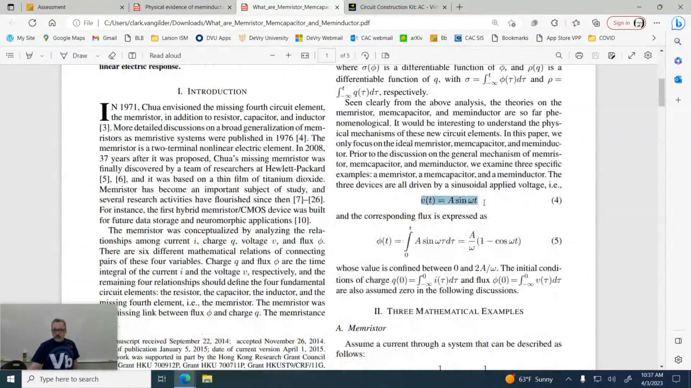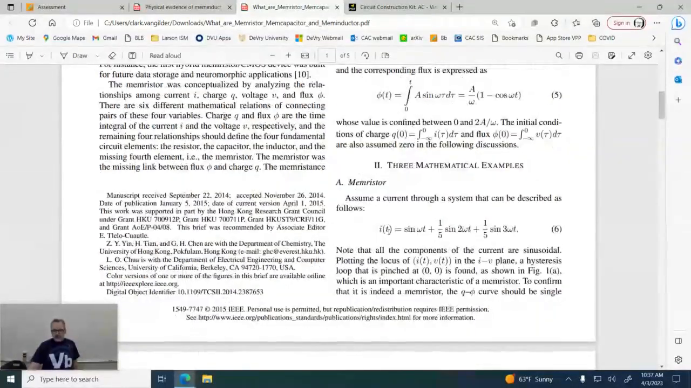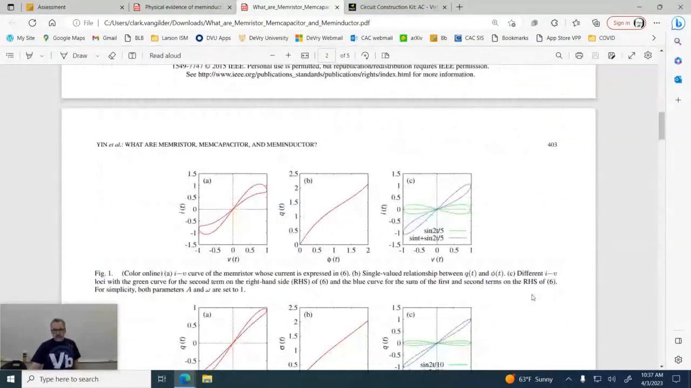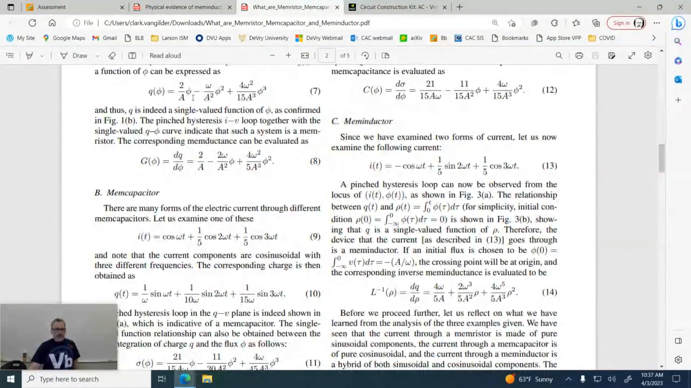Right here, standard wave equation stuff. An integral of that, not complicated stuff. Here's a current equation, which is just a sum of simple sinusoidal functions. All of this stuff is well within your grasp.